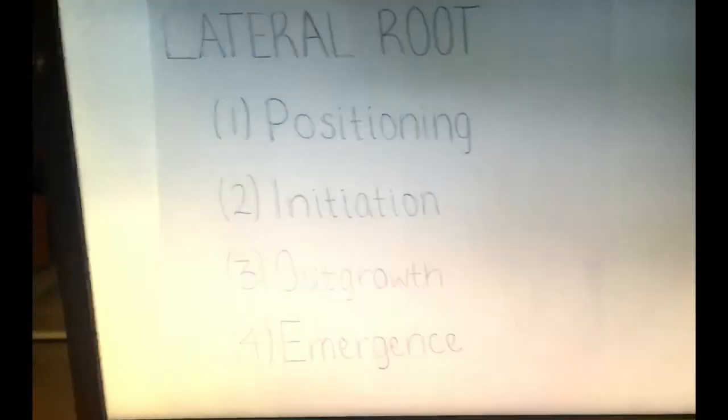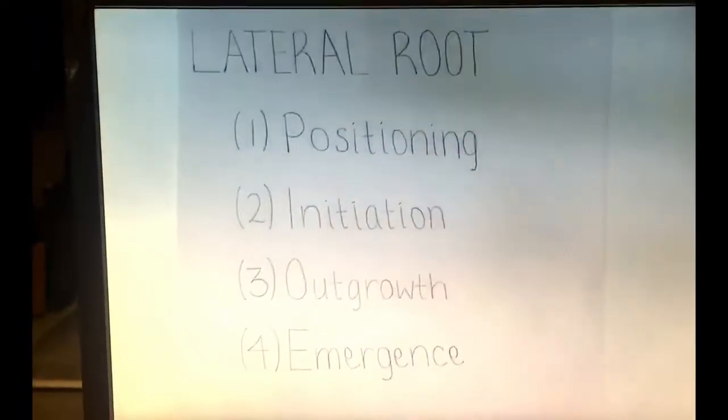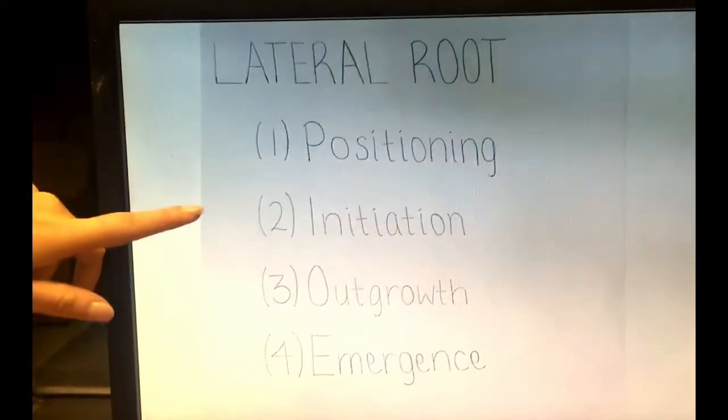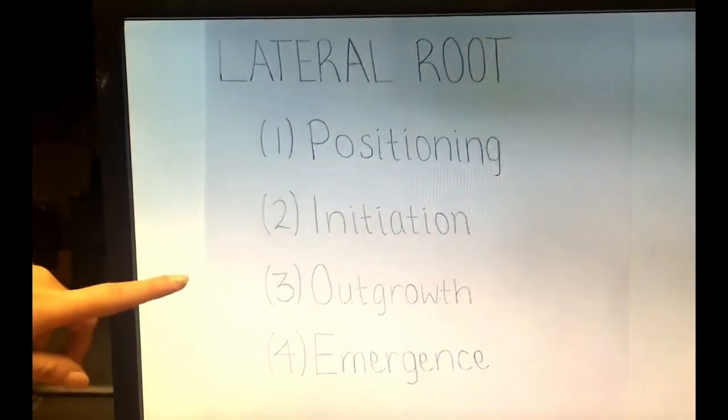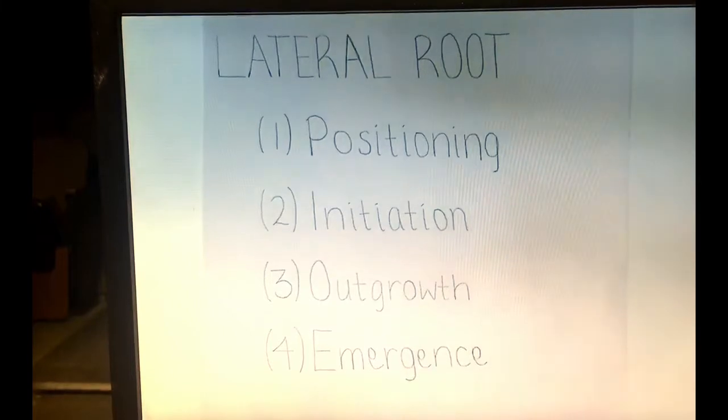Lateral roots begin to grow about 5 to 10 days after germination occurs, and they grow after the primary stem reaches about 2 to 3 centimeters, in response to different water and nutrients. There are 4 main phases of lateral root development. These are 1. Positioning, 2. Initiation, 3. Outgrowth, and 4. Emergence.